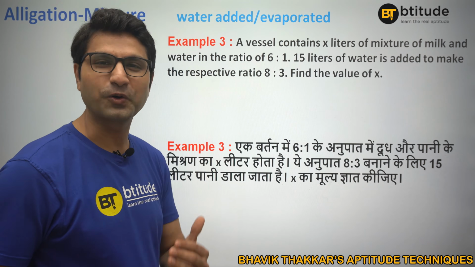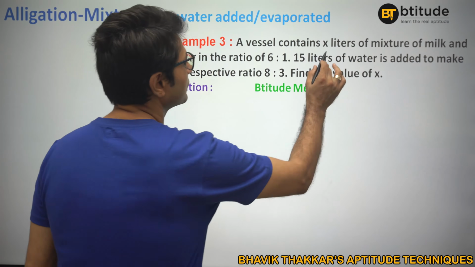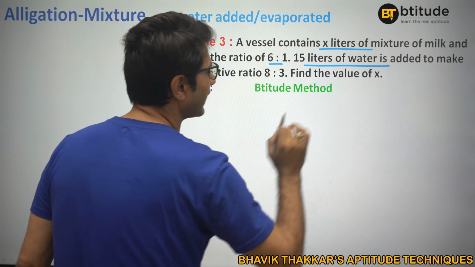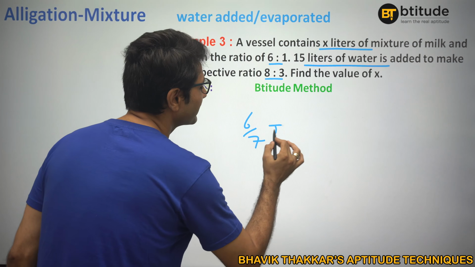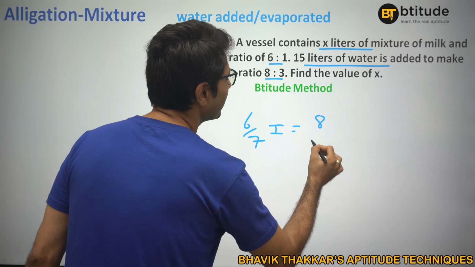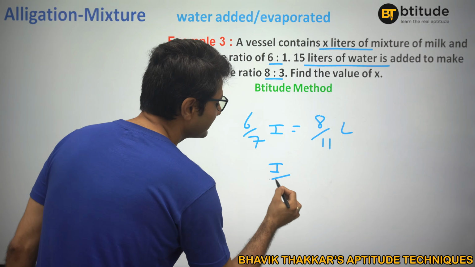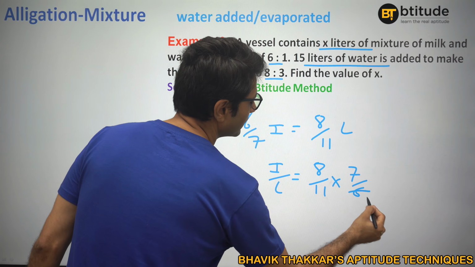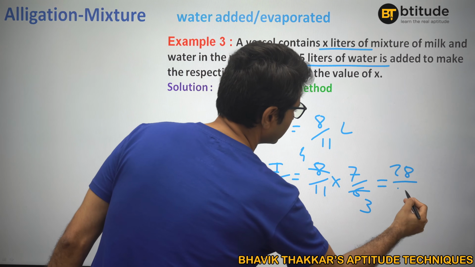Please pause and try to do it on your own. I'll remove that Hindi version. Let us understand. Okay, so it is X liters of mixture and the ratio is this. 15 liters is added and now the ratio is this. We all know 6 by 7 of the initial mixture is equal to 8 by 11 of the latest mixture, right? So that means initial by latest is nothing but, so it is 3 2s are and 4 2s are, so it is 28 by 33.